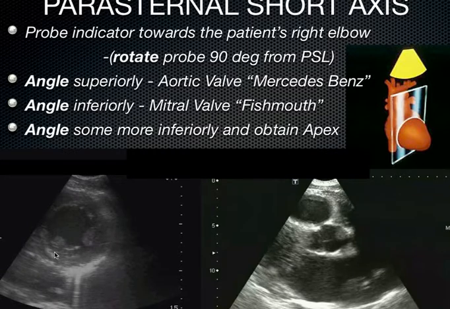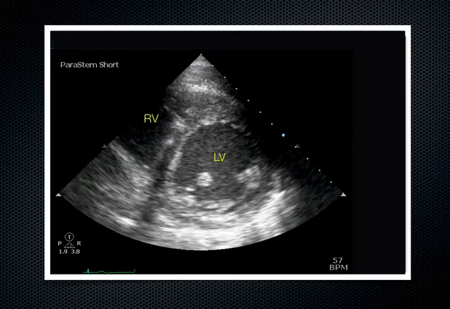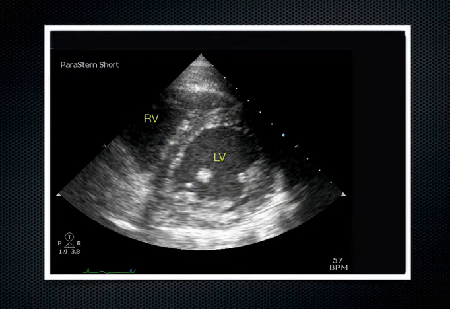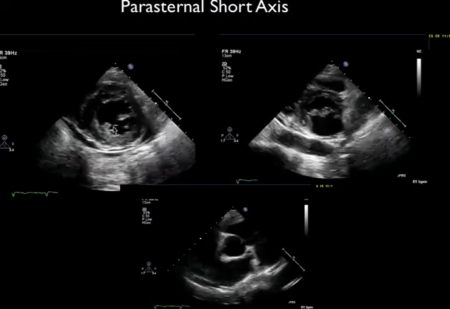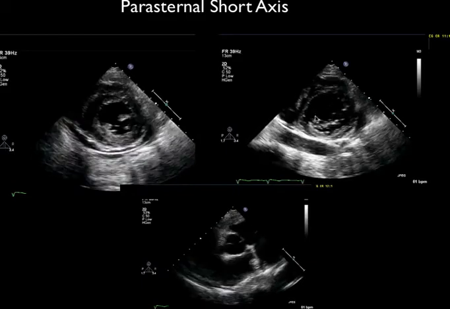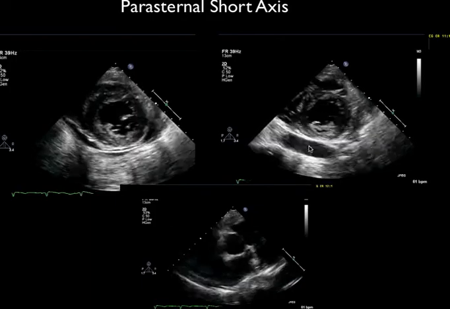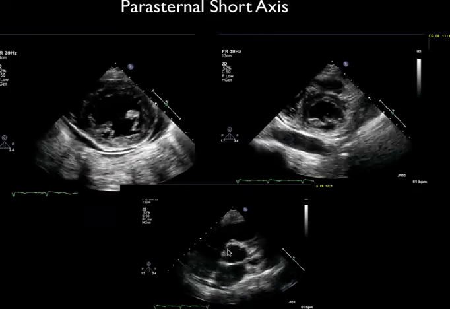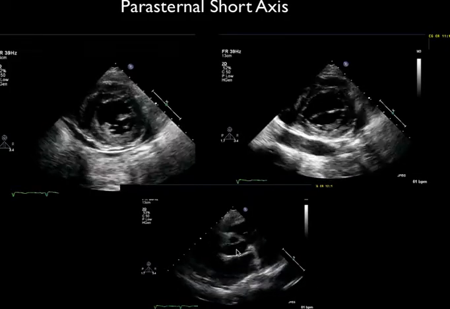So you've got the probe in the same plane, but you can be at different cross sections. Here we are, again, very distally at the mid-pap view, where we see the papillary muscles. We get a little more proximally, and we can see that fish mouth view of the mitral valve. And then even more proximally in the parasternal short axis, we can see the aortic valve.